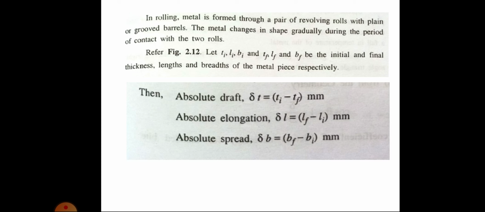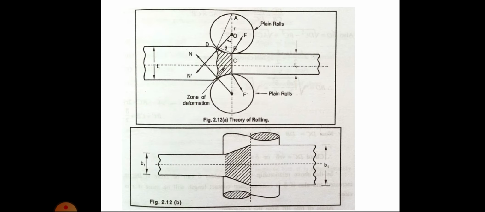Where TI and TF are the initial and final thickness of the metal piece, LF and LI are the final and initial length of the workpiece, and BF and BI are the final and initial breadth of the workpiece. The spread depends upon the thickness and width of the job and is proportional to the draft. It increases with increase in roll diameter and coefficient of friction. Also, in the course of hot rolling, spread increases with a fall in temperature of the metal.